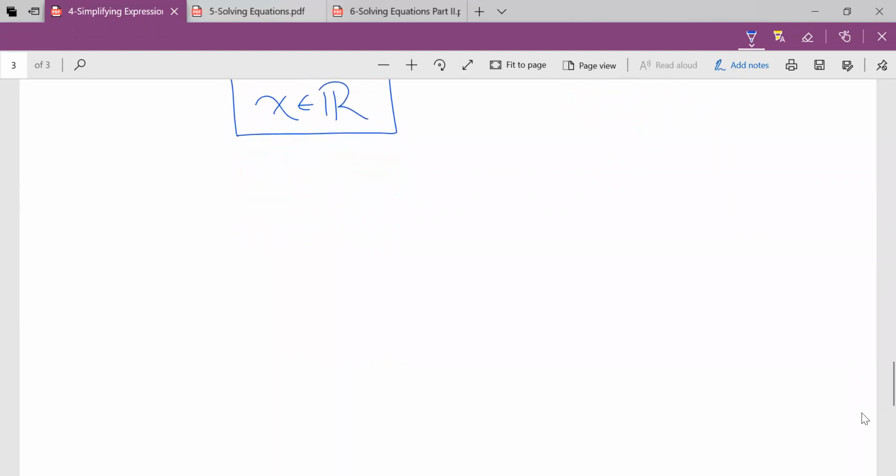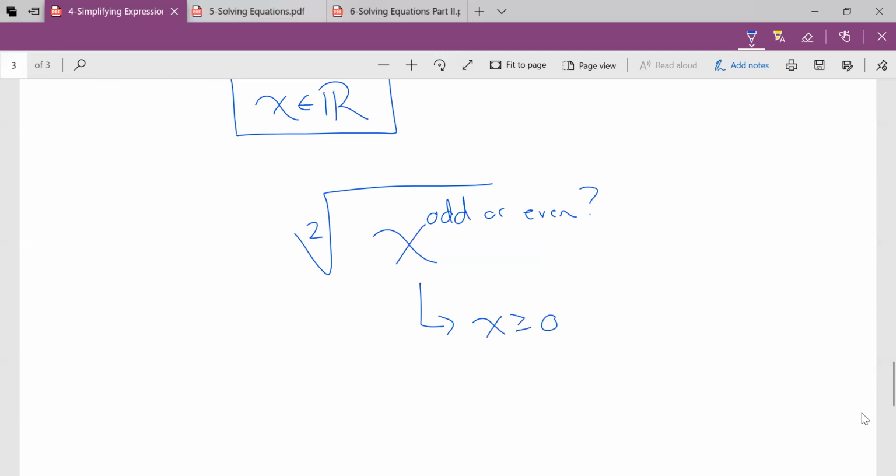Okay, so where do we really have to watch out? We really have to watch out for when we have an even index right there. So when we have that even index, you need to look at the power and say to yourself, is it odd or even? And then break it down from there. If it's even, you're in good shape. If it's odd, it's usually x is greater than or equal to 0. Okay, there it is, simplifying expressions with variables.